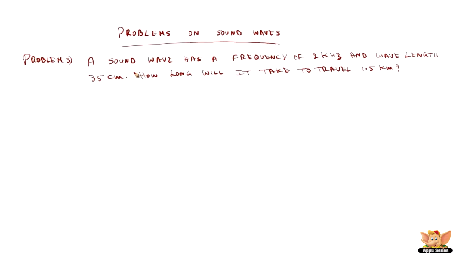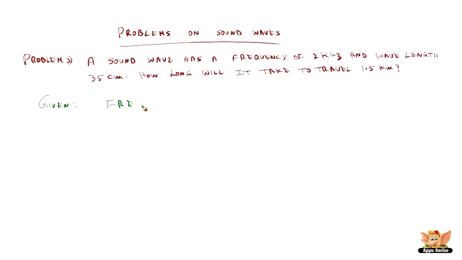Problem 3. A sound wave has a frequency of 2 kHz and wavelength 35 cm. How long will it take to travel 1.5 km? So what's given is the frequency of the wave and wavelength, and we need to find the velocity. Once we know the velocity, we can find how much time it takes for 1.5 km. So let's see what the given parameters are.